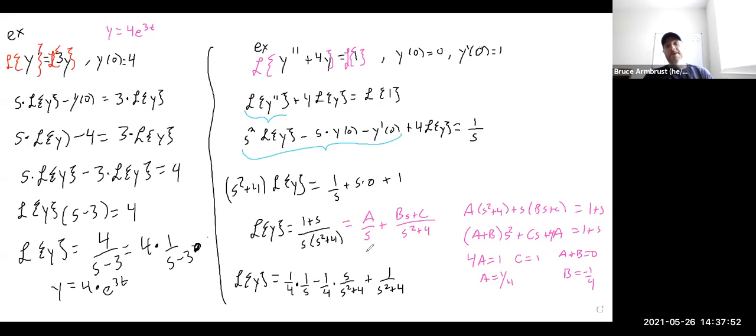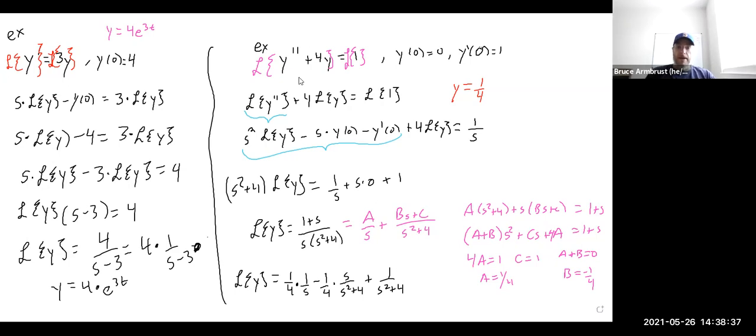All right, well now we get to go look at our chart for these forms. The first one, we don't have to look at the chart because 1 over s, I already know that's the Laplace transform of 1. So I'm going to start writing my solution here. y is going to equal 1/4 times 1 over s, which is 1/4. Now the other ones, let's go find those forms: s over s squared plus 4 and 1 over s squared plus 4.